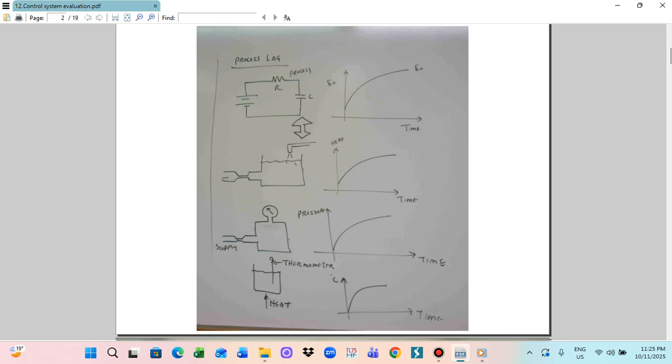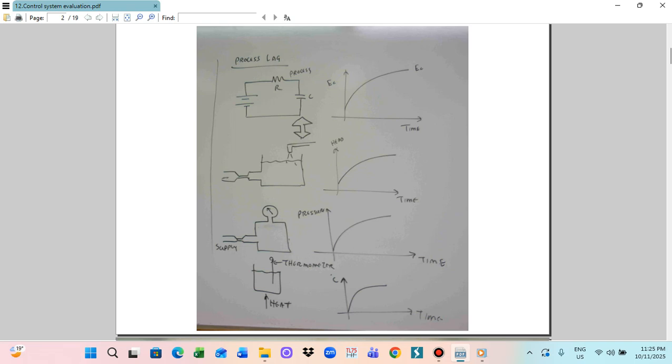When we use the process capacity, for example, for the air tank, before the air tank is totally empty, you can easily put the air into the tank. Once the air tank is about to be full, the compressor will face resistance. So this is the way.